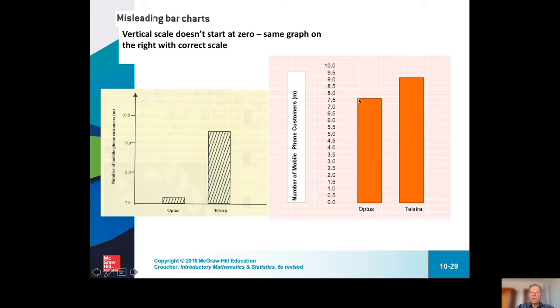And this is why one of the rules, we had a brief look at this last week, said you should go to 0. If you don't go to 0, you could mislead people. They could look at that and say, wow, look at us compared to the competition. And yet this is the real picture. It doesn't look as flash. It's exactly the same data.